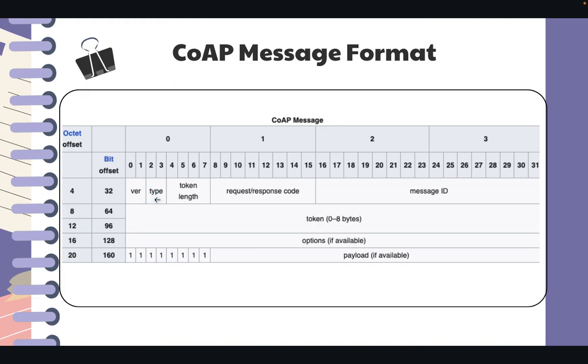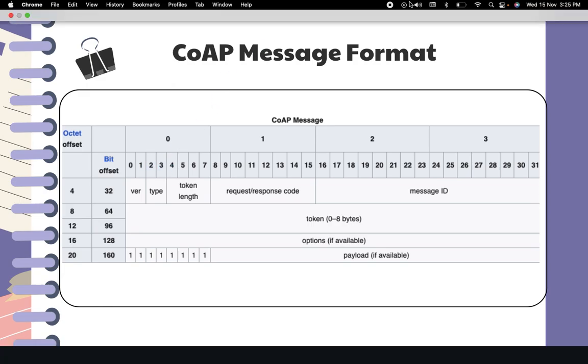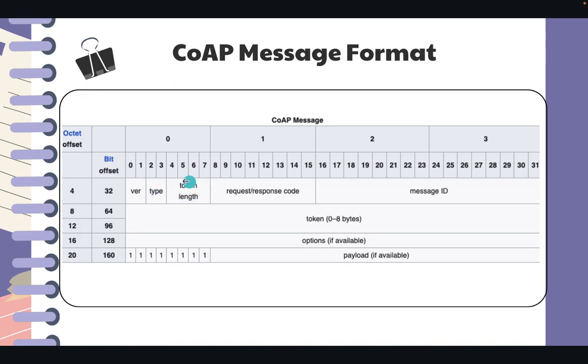For example, we have 4 message types. If these two bits equal 0, then it is confirmable. If equal to 1, it represents non-confirmable. If equal to 2, it represents an acknowledgement message. If equal to 3, then it is a reset message. And next one is token length. Token length is a 4-bit unsigned integer. It indicates the length of the token, which is 0 to 8 bytes.